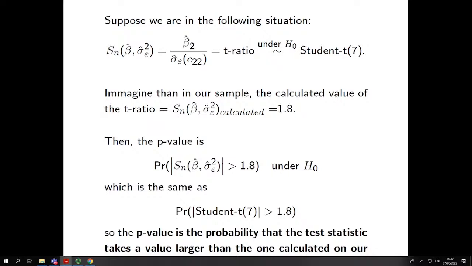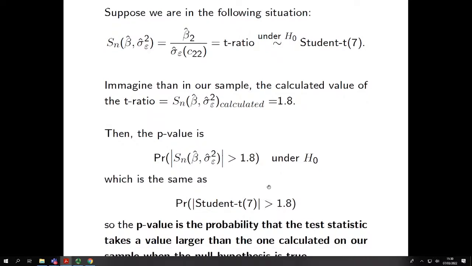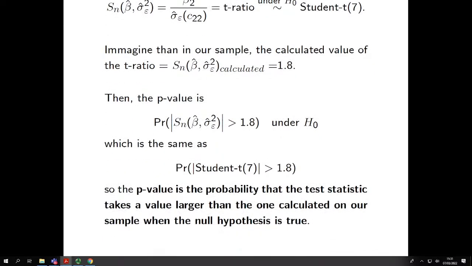From a computational point of view, I have to solve an integral. If I know the distribution, so if I know the functional form of the density, I have to take the integral from 1.8 up to infinity, and from minus 1.8 to minus infinity. That is the p-value. So let's think about it.